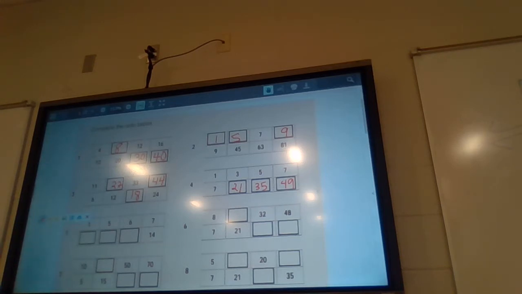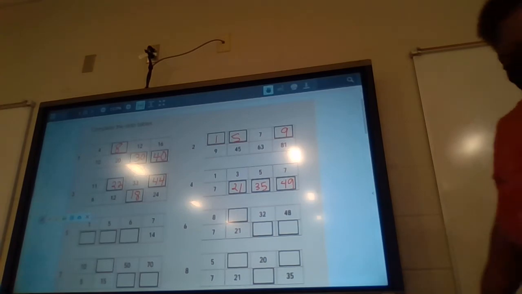1 and 9. Okay, so let's go to 45. 5 and 45. Let's go to 63. 7 and 63. And let's go to 81. 9 and 81. So you see how we did the 1 and the 9 like that. So you can find your equivalent fractions off of the multiplication table like that. And I keep promising to print you all one. Okay?